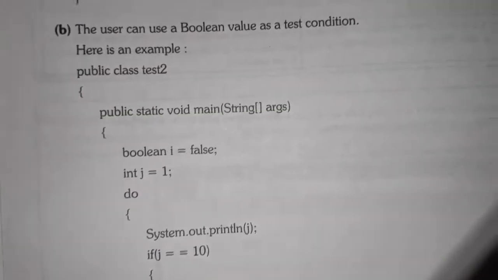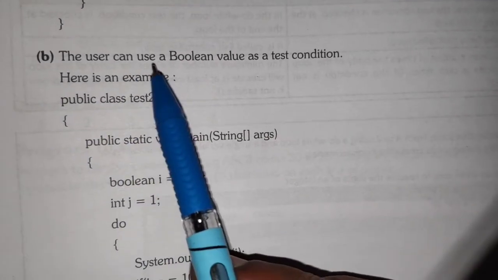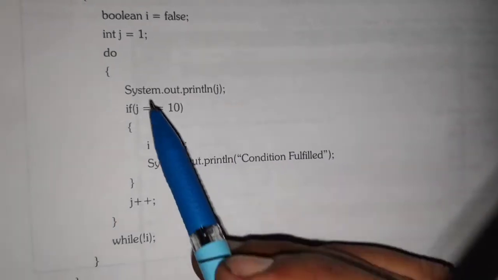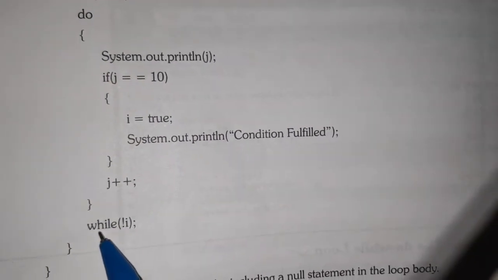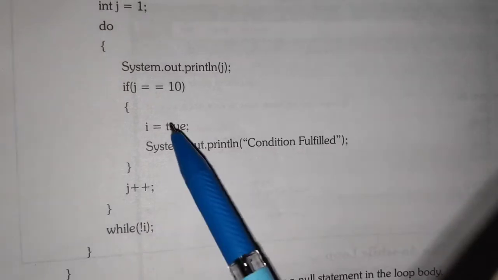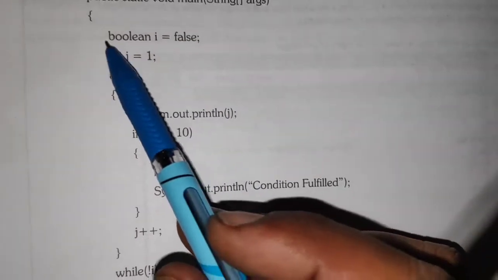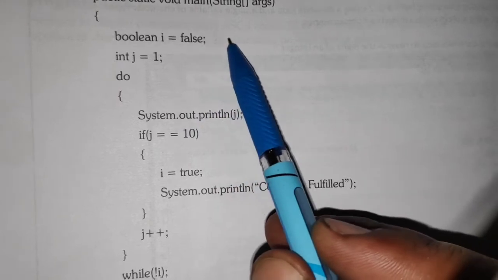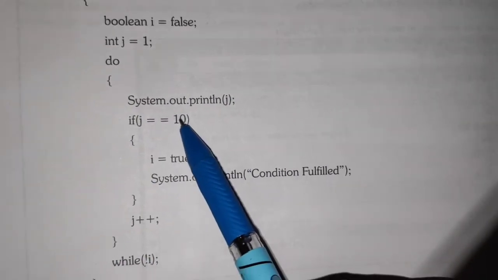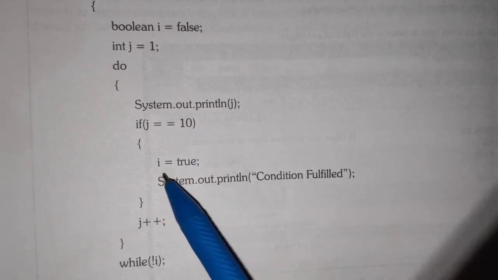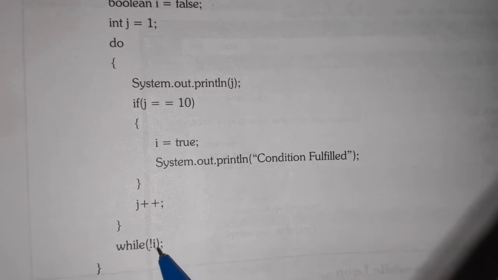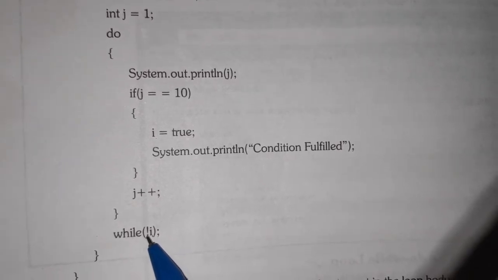Here is the next point, and the next point is that the user can use a boolean value as a test condition. So inside any loop you can also perform a boolean test condition. For example, here not i is written, and that is a boolean condition, and the control variable, that is i, is also of a boolean type. So according to the boolean condition, it will perform the repetitions. So this is the boolean condition.